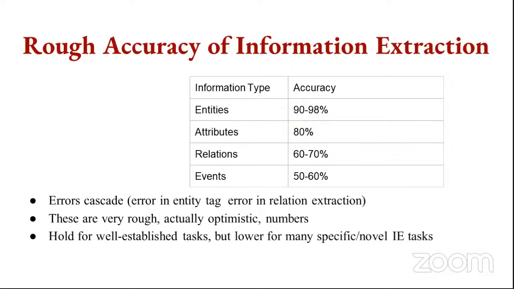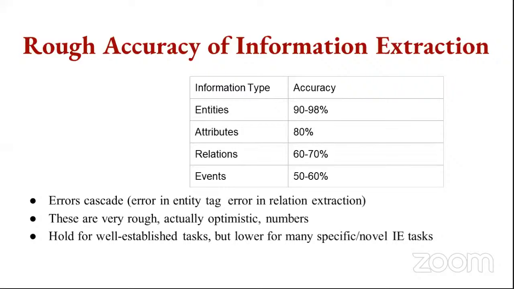Attribute selection is having the accuracies of 80%. Relation extraction is having the attribute accuracy of 60 to 70%. Event extraction is having the accuracy of 50 to 60%. But the problem is the error cascade.